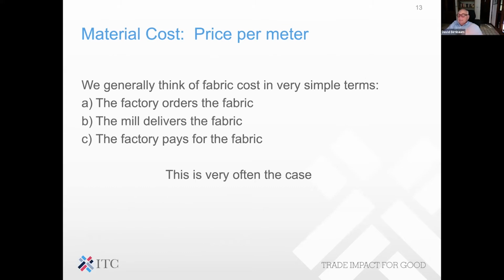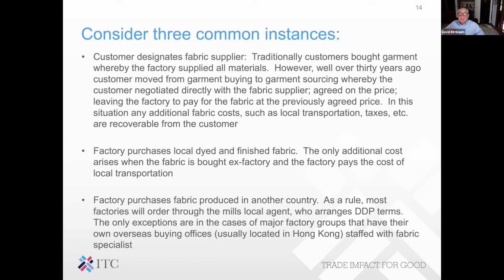So we have an idea of consumption. Now we have to figure out the price per meter. You think of it, it's simple. You go to the mill, you order the fabric, they deliver the fabric, and you pay for the fabric. And by the way, this is very often the case. More than 50, 60% of the time, this is what happens. But when we start looking at the different areas of ordering fabric, the rules are different. In many instances today, the customer, that's the brand or the retailer, designates the mill and the price of the fabric.